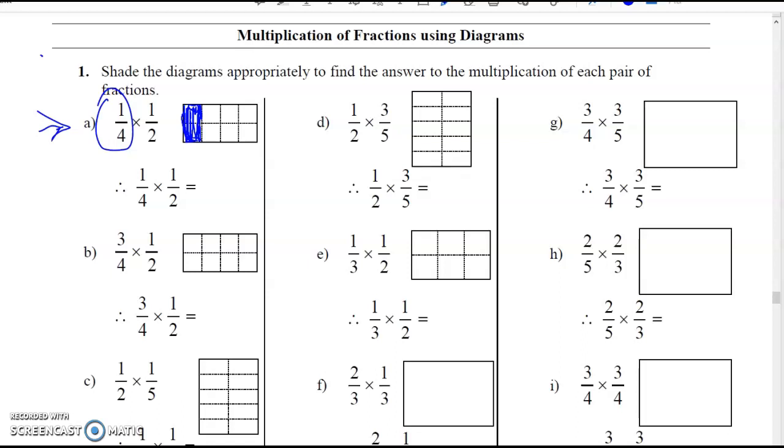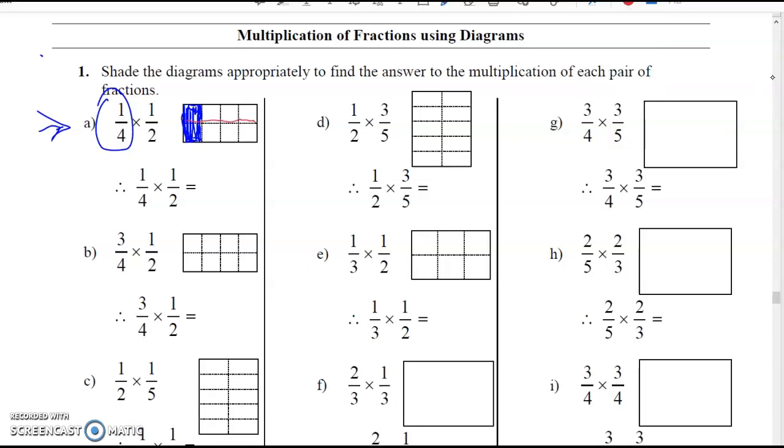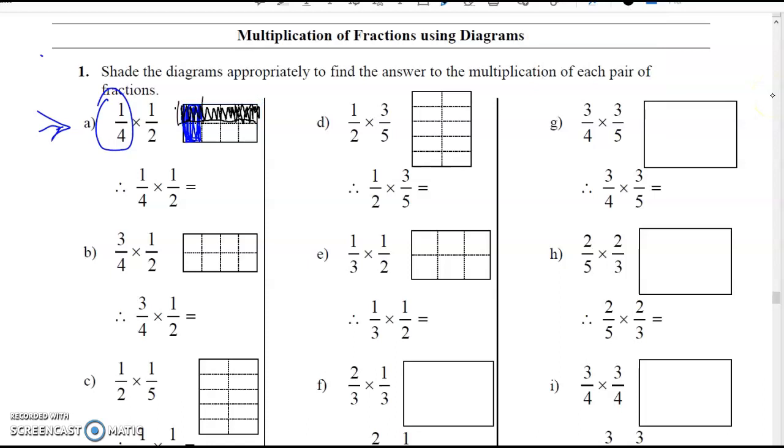So if I now do half sort of going across and shade half of it, when I multiply these two fractions together, I get the result of what's overlapped. And so if you can see there, what's overlapped between the two, well, it's just this block here, isn't it? It's 1 out of the 8 blocks, and so that would be the answer to that multiplication. So that's when I multiply a quarter by a half.